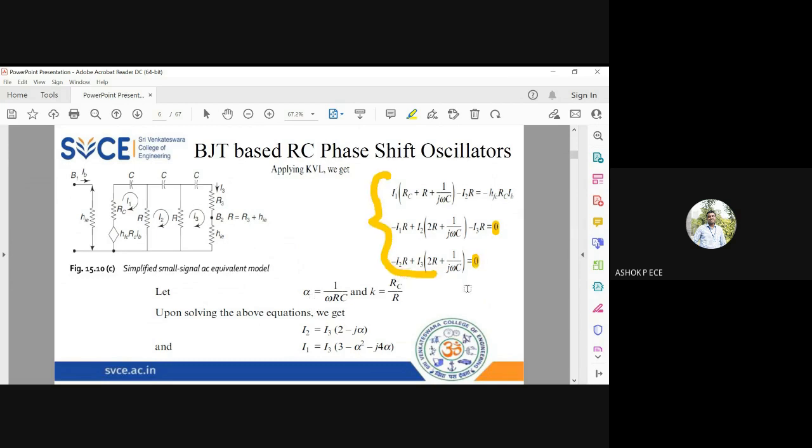And for simplicity, I'm assuming alpha equal to 1 by omega RC and K is equal to RC by R. So wherever I see 1 by omega RC, I replace it by alpha. And wherever I have RC by R, I replace it by small k. So take the last equation, equation number 3, and find what is I2 in terms of I3. You get I2 equal to I3 into 2 minus j alpha. What is alpha? 1 by omega RC.